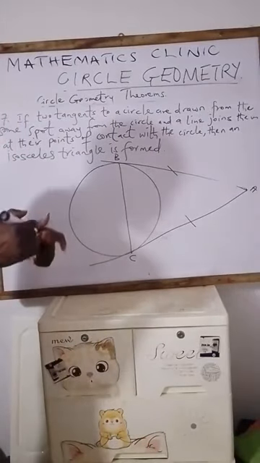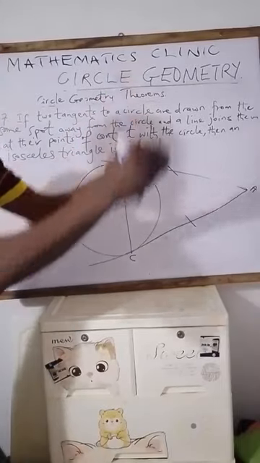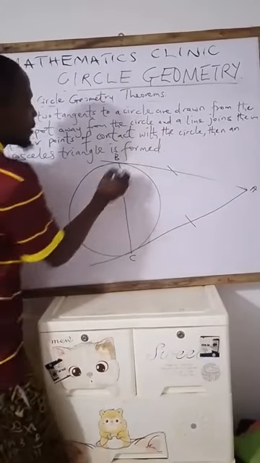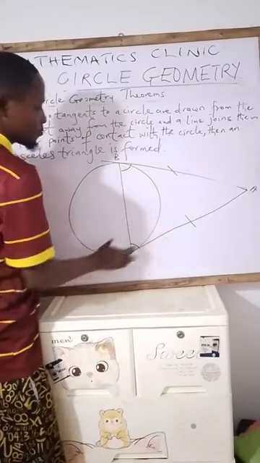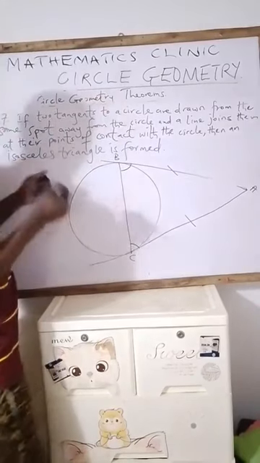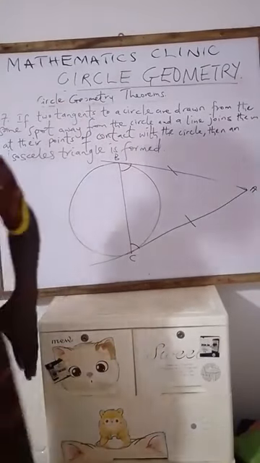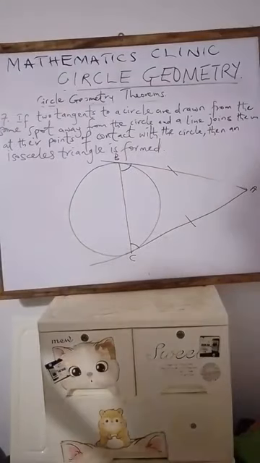What is an isosceles triangle? An isosceles triangle is a triangle that has two opposite sides equal and the base angles equal. Meaning, the angle here will be equal to the angle here. That is what it simply means, and that is what the seventh theorem is talking about.